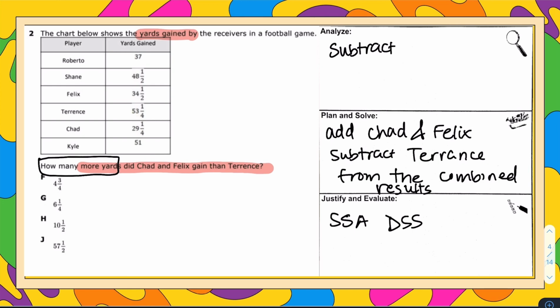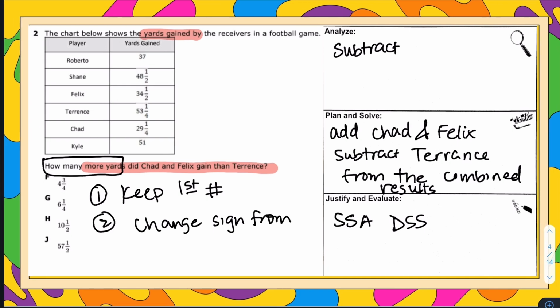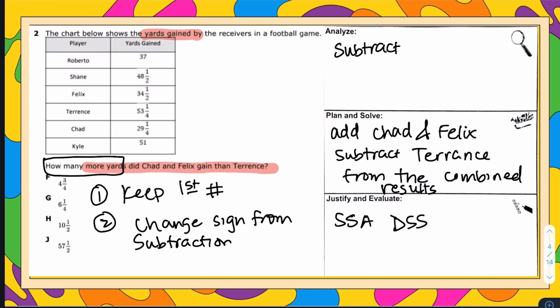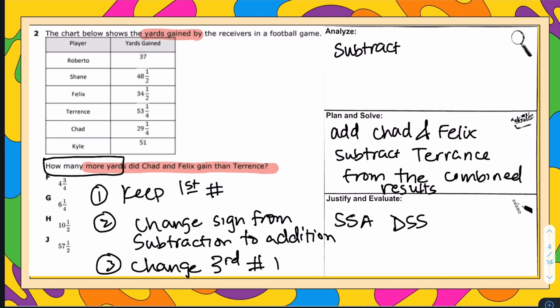Remember that when you are subtracting rational numbers, you keep the first number, you change the sign from subtraction to addition, and then you change the third number to its opposite. So if I have a -2, it becomes a +2. And also, whenever you are adding fractions, you need to have common denominators. So that goes hand in hand with planning.